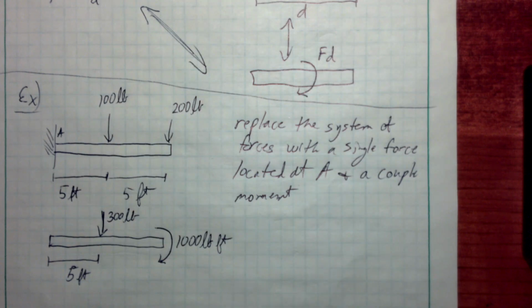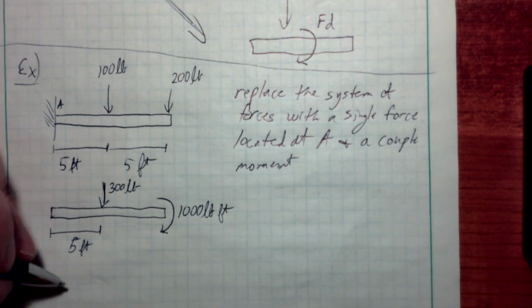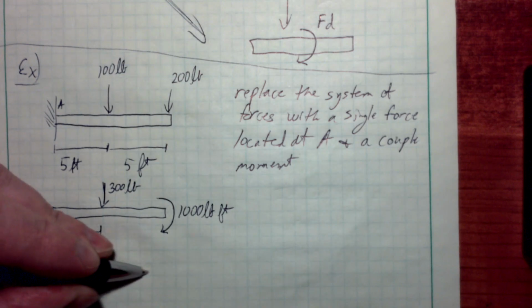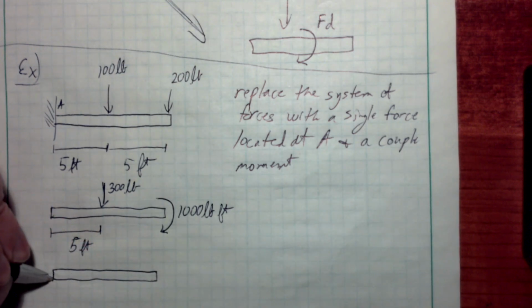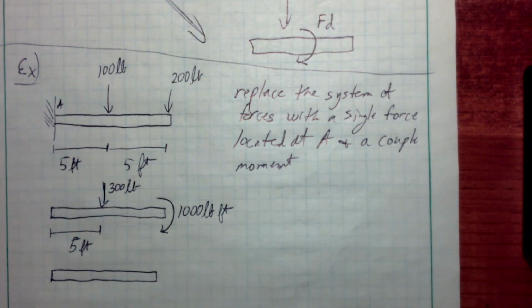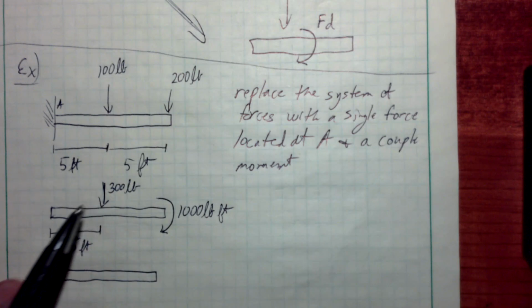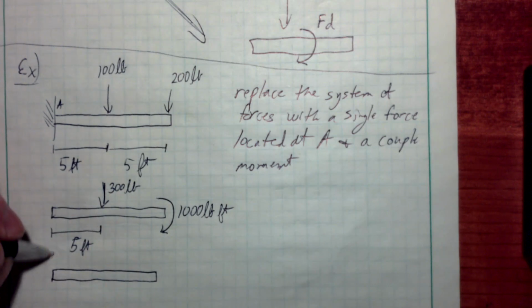Now, again, if we go step by step, you can skip all the way to the end on this if you like. But if we go step by step, now let's take this 300-pound force and let's move it the final 5 feet to get back here at point A.